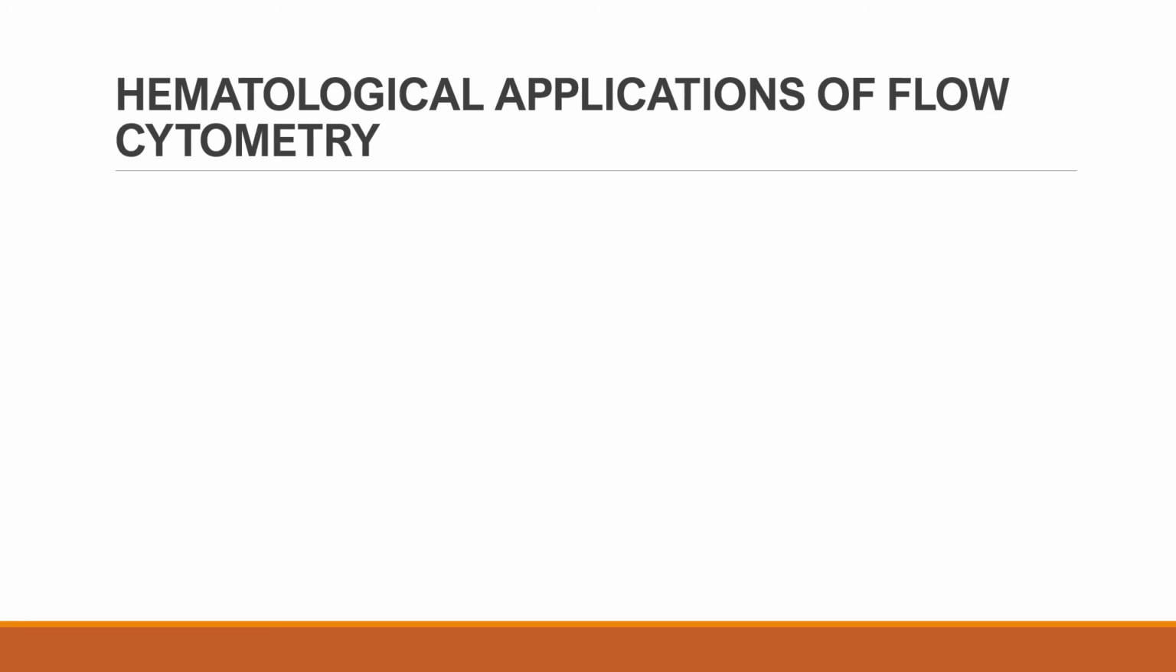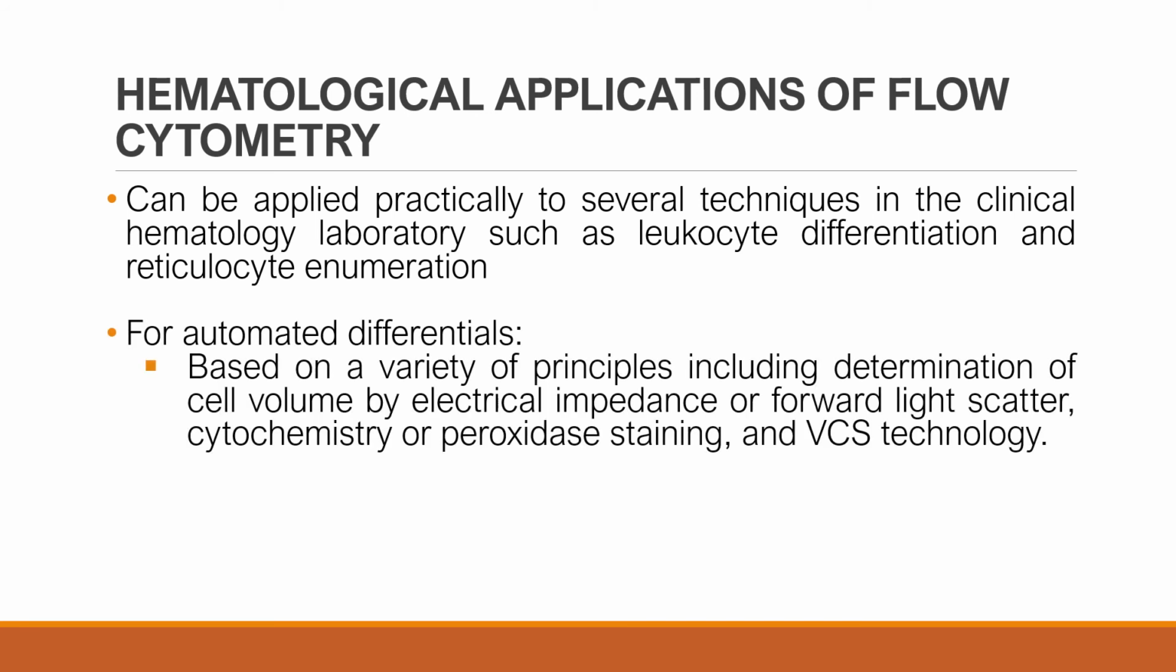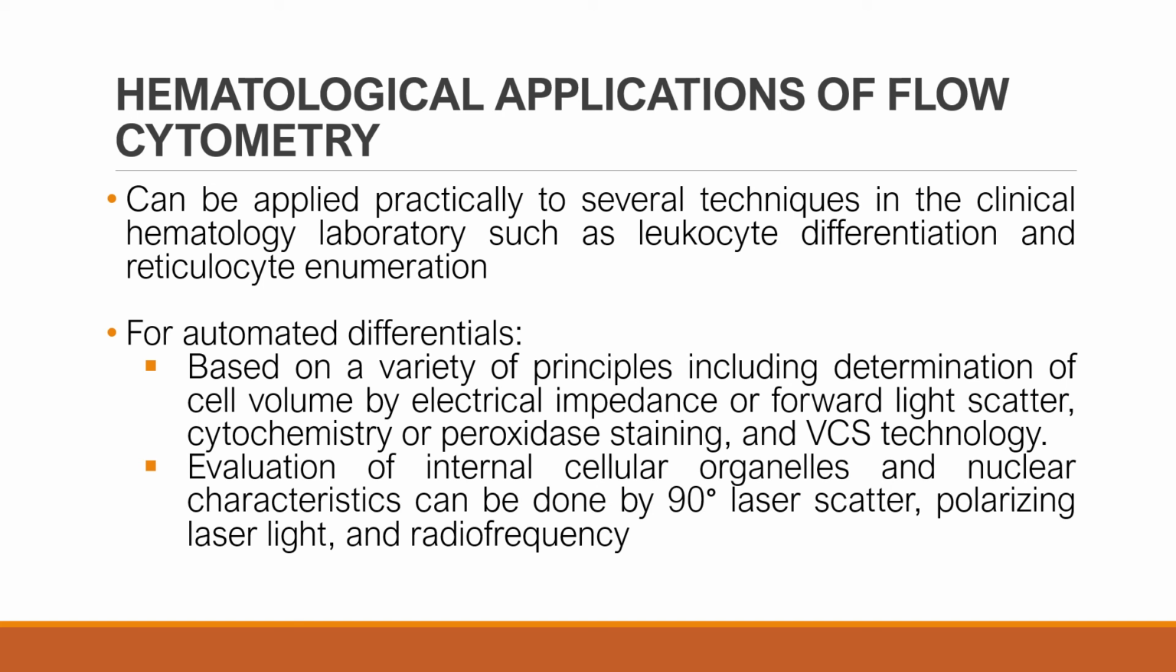Here are some hematological applications of flow cytometry. This technique can be used for leukocyte differentiation and reticulocyte enumeration. For automated differentials, the following methods can be used. You have electrical impedance or forward light scatter, cytochemistry or peroxidase staining, and the use of the VCS technology. Flow cytometry can also be used for evaluation of the internal cellular organelles and nuclear characteristics, which can be done by using a 90-degree laser scatter, polarizing laser light, and radio frequency.